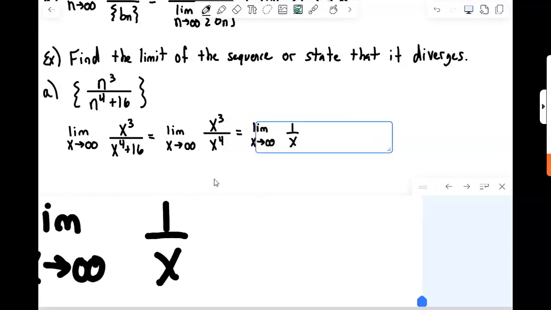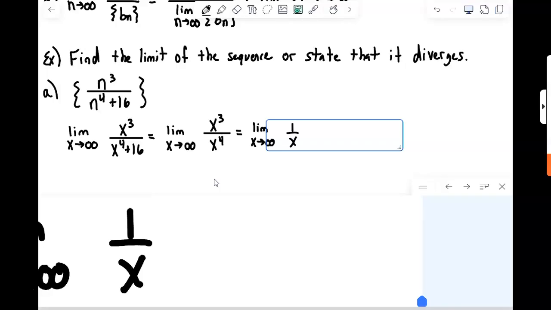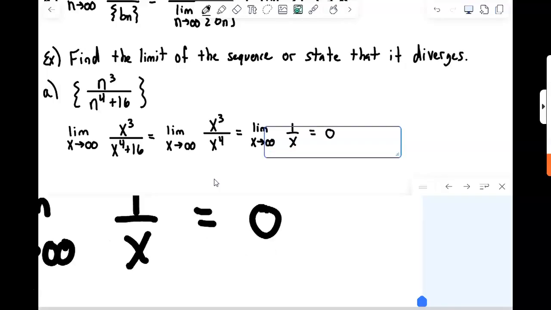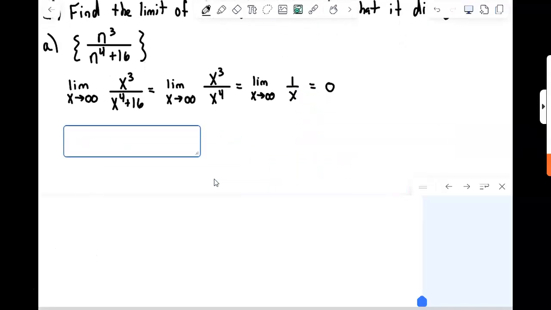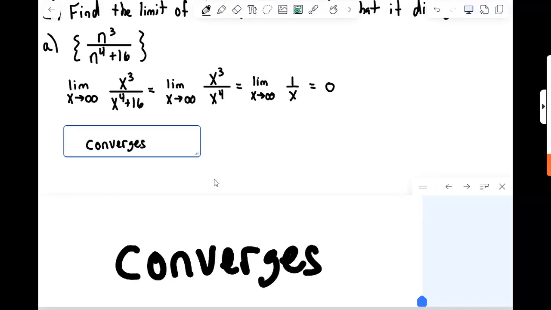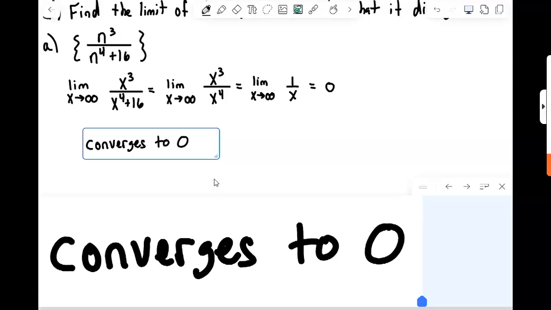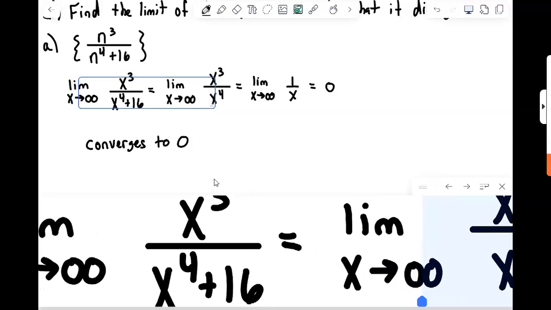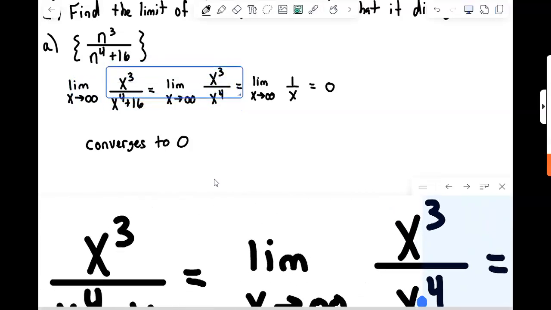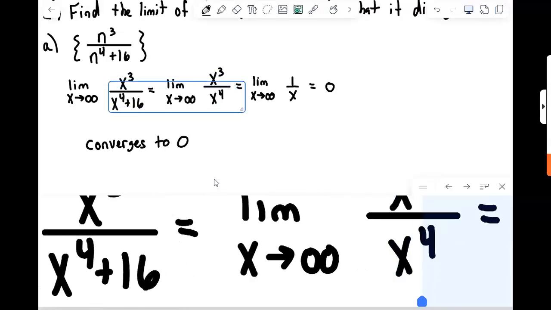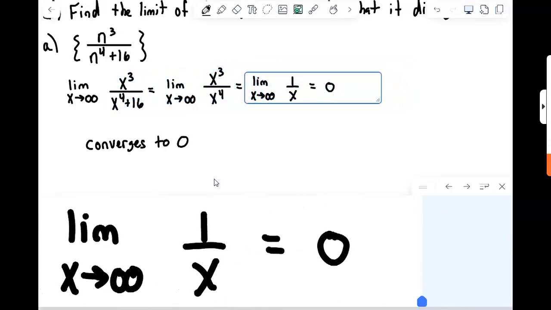And now I know if x goes to infinity, 1 over x goes to 0. So therefore the underlying function goes to 0, and therefore the sequence converges to 0. Since the underlying function goes to 0, the sequence will also converge to 0. So we were able to work that out using that idea that in a polynomial, the only thing that matters is the largest power. We did that for both top and bottom. That gives us something we can simplify, and we can do an easy limit with.